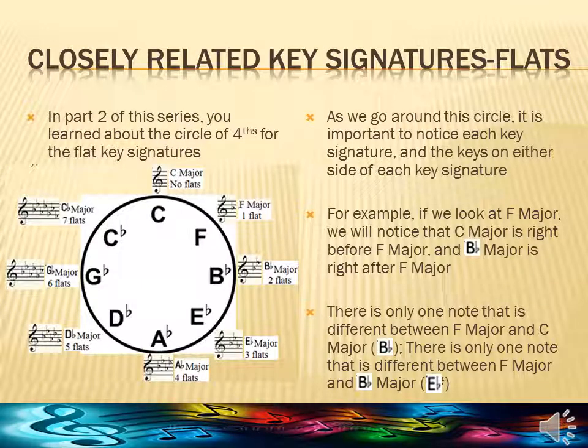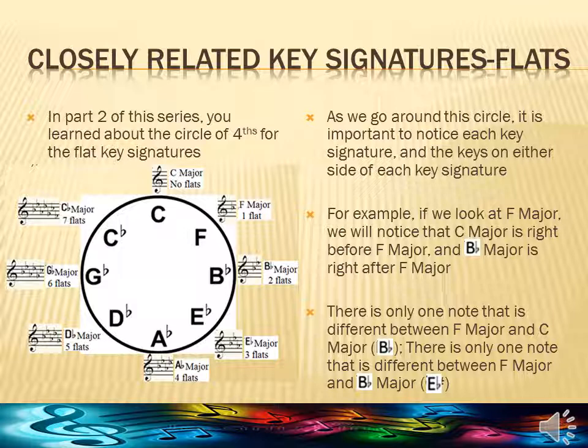Closely related key signatures, flats. In Part 2 of this series, you learned about the circle of fourths for the flat key signatures. As we go around this circle, it is important to notice each key signature and the keys on either side of each key signature. For example, if we look at F major, we will notice that C major is right before F major and B flat major is right after F major.